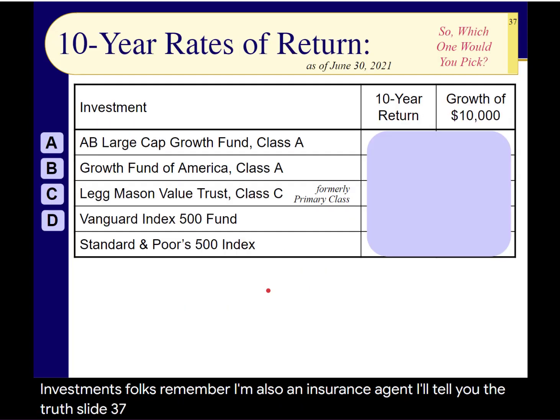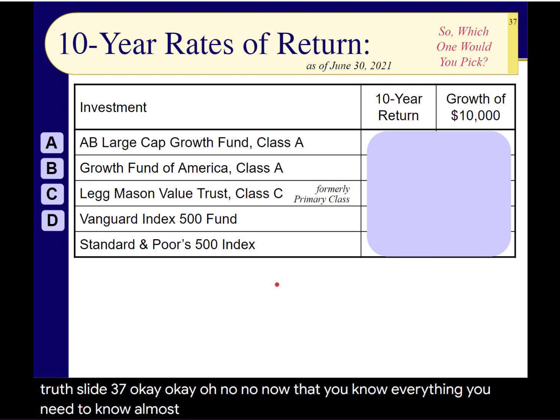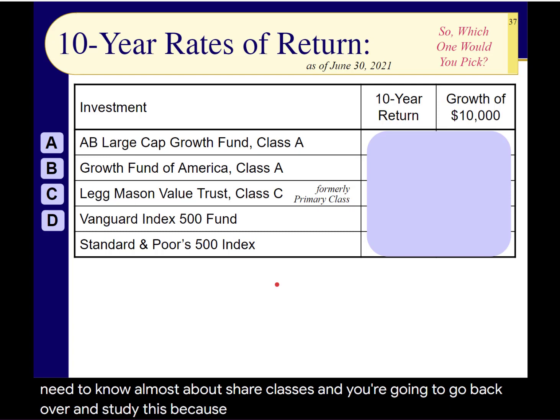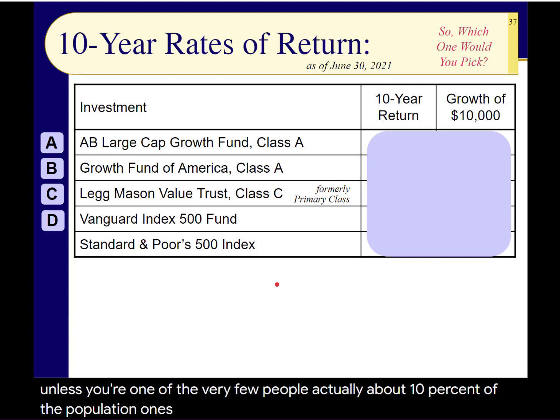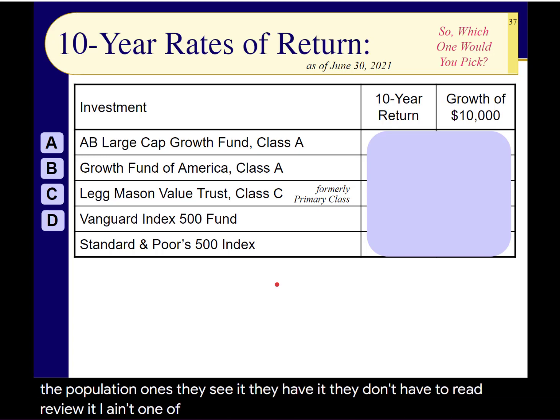Slide 37. Okay. Now that you know almost everything you need to know about share classes, you're going to go back over and study this because that's learning. Learning takes repetition, unless you're one of the very few people, actually about 10% of the population, who, once they see it, they have it. They don't have to review it. I ain't one of them.